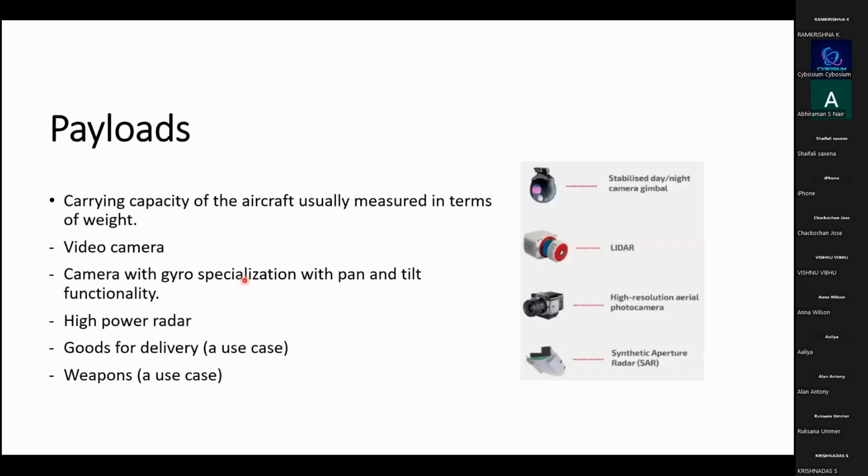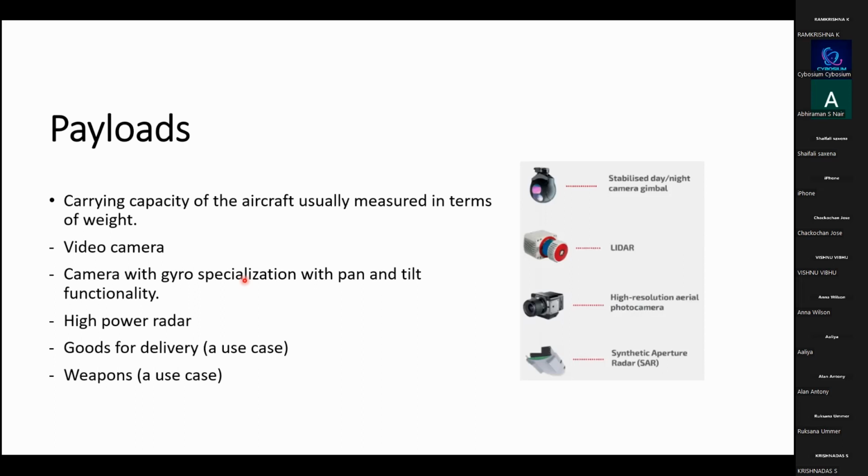Next are payloads. We keep talking about payloads. It is the carrying capacity of the aircraft, and it is measured in terms of weight, kgs or pounds, etc. When we talk about lift, it has to overcome the weight of the aircraft. This weight involves the full body of the quadcopter plus the payload it is carrying. The lift force is calculated by adding up all these forces, and it should be more than that to lift off.